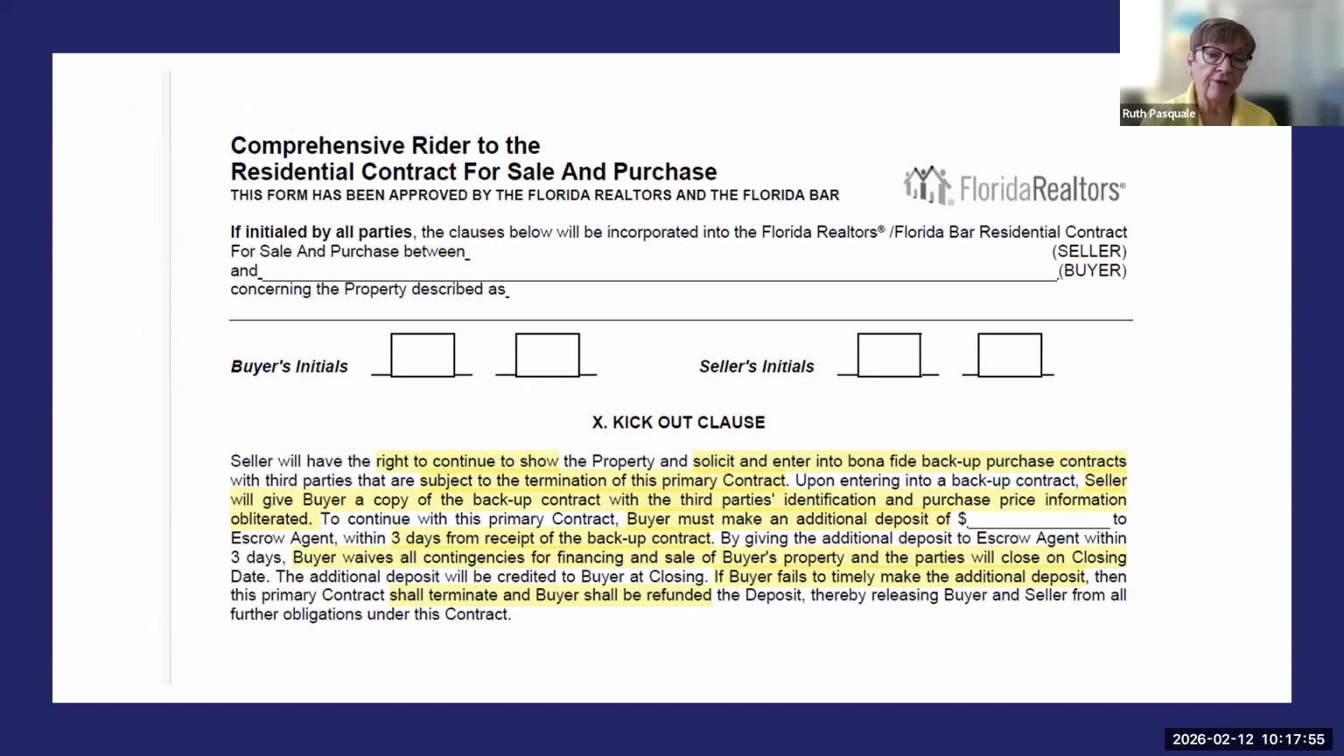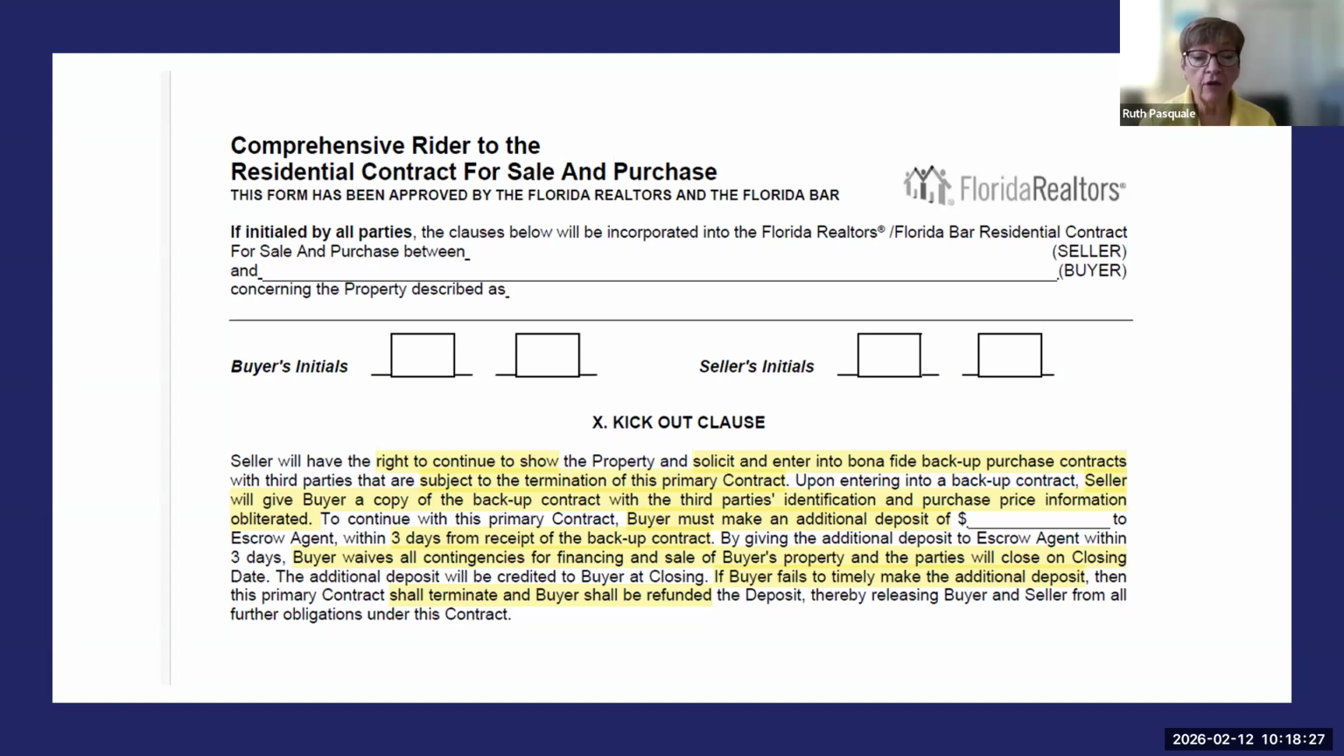Okay. So here's our kickout clause. All right. So there's risk with the sale of buyer's property unless you're in a situation where it's about to close. Okay, there's still risk there, but there's a lot of risk depending on where that other contract is. Is it in inspections? What are the contingencies in that? How risky is that contract? So to protect your seller, you want to use a kickout clause. So you can continue to show the property and you can solicit or enter into backup offers.